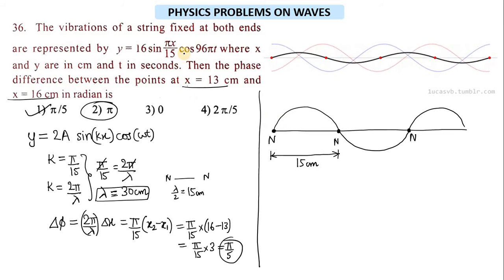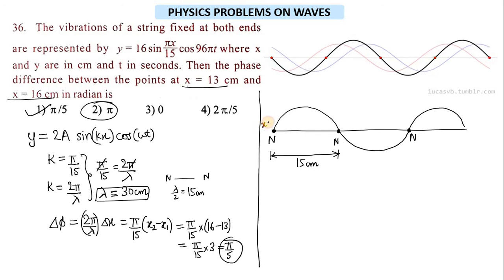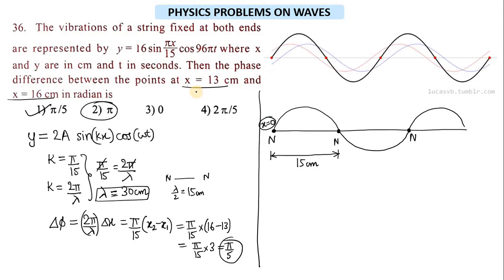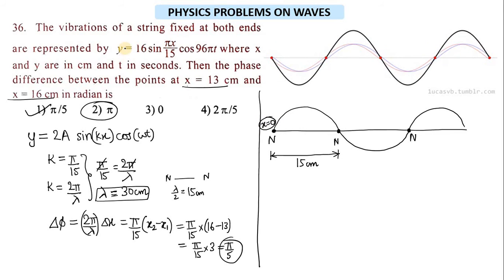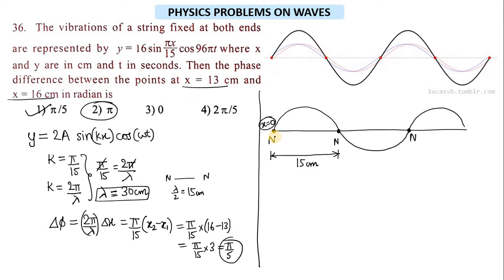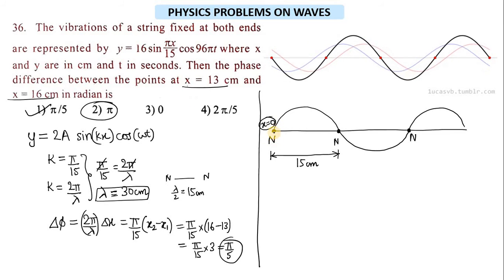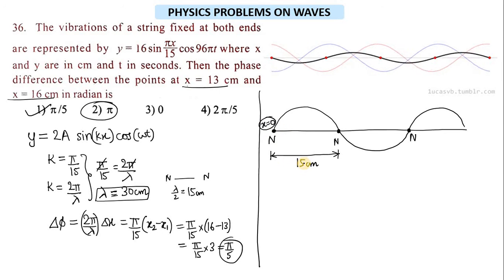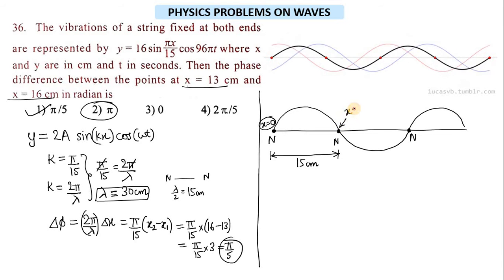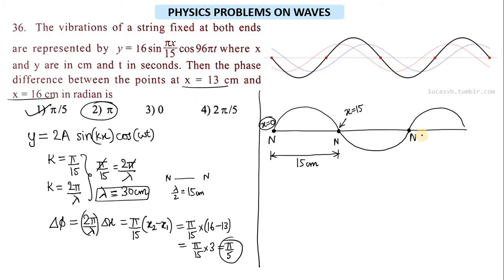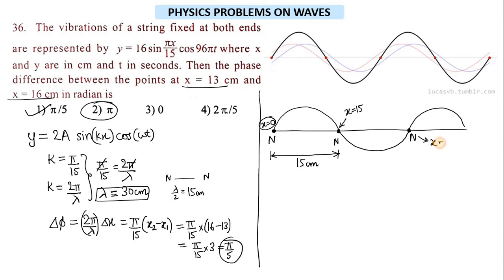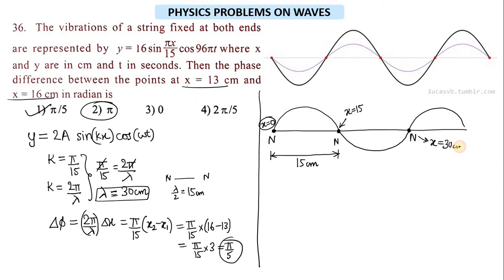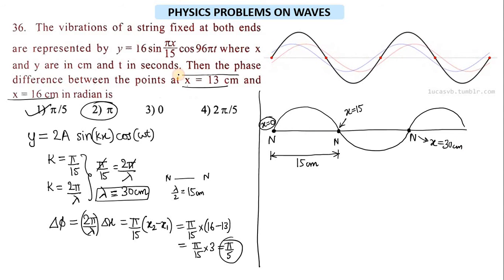Now obviously the first node should be at x equal to 0, because if we put x equal to 0, then you get y is equal to 0. So of course at the first point here x equal to 0 and y also equal to 0. So x equal to 0 is the first node, then the next node should be at x equal to 15. So this particular node is located at x is equal to 15 centimeters, and definitely this one is x equal to 30 centimeters.